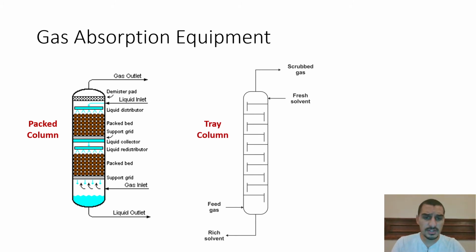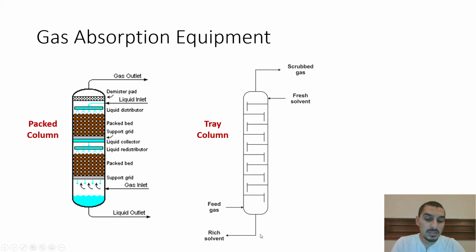The other is the tray column, which is almost the same as the tray distillation columns. Again, the feed gas is fed from the bottom, the fresh solvent is fed from the top, and they meet while the solvent is going down and the gas going up. The scrubbed gas comes from the top, and the rich solvent comes from the bottom.